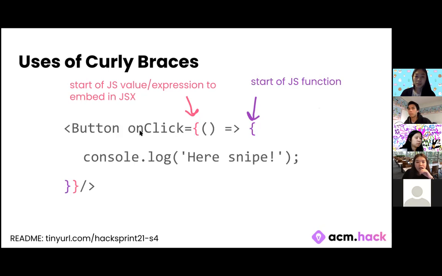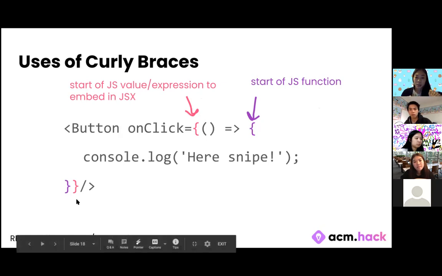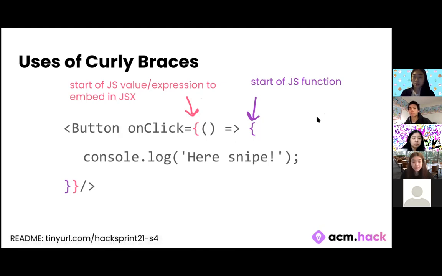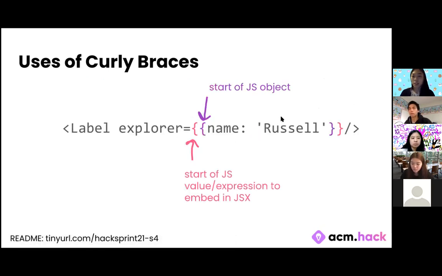So for example, this is pretty common where you have this onClick prop and you want to pass in a JavaScript function. To start the JavaScript function, you need to use these curly braces because it's inside a JSX expression. And then inside the function as well, there's another curly brace. This also applies if you want to pass in an object as a prop. So the first curly brace again is the start of the JavaScript value, and the second curly brace is the start of the JavaScript object.